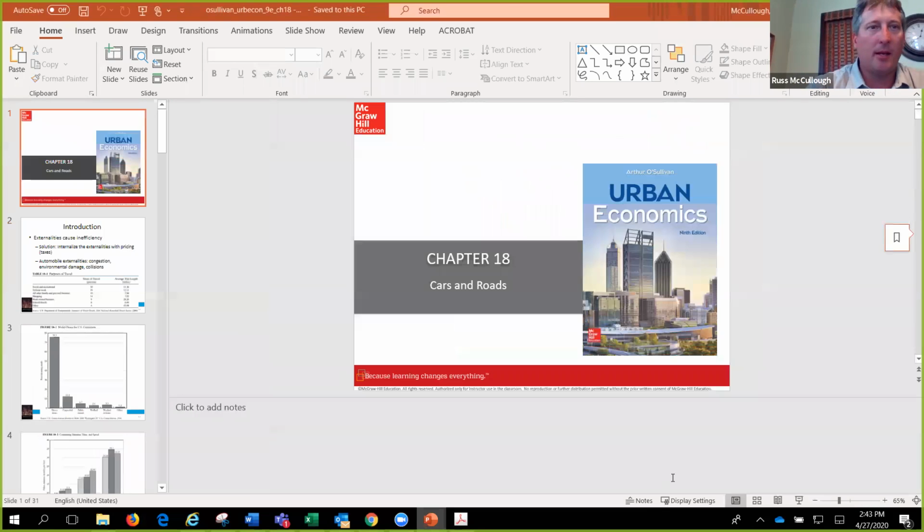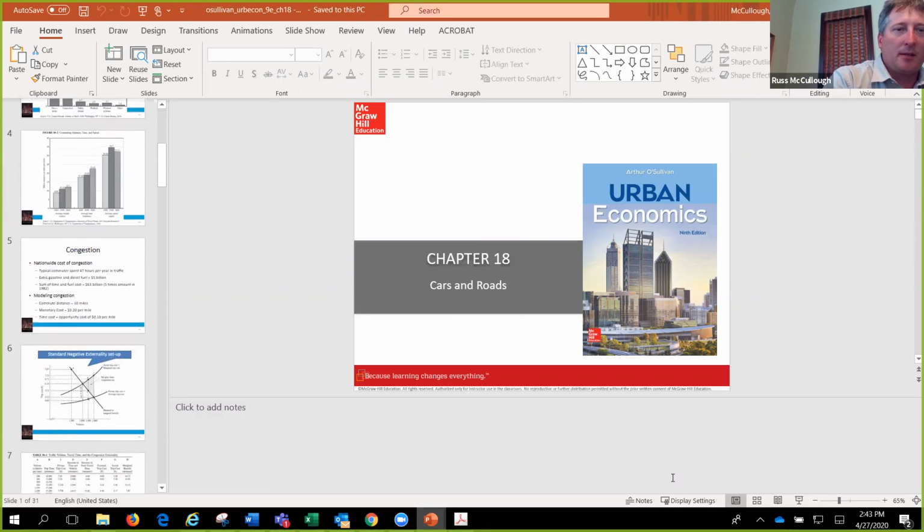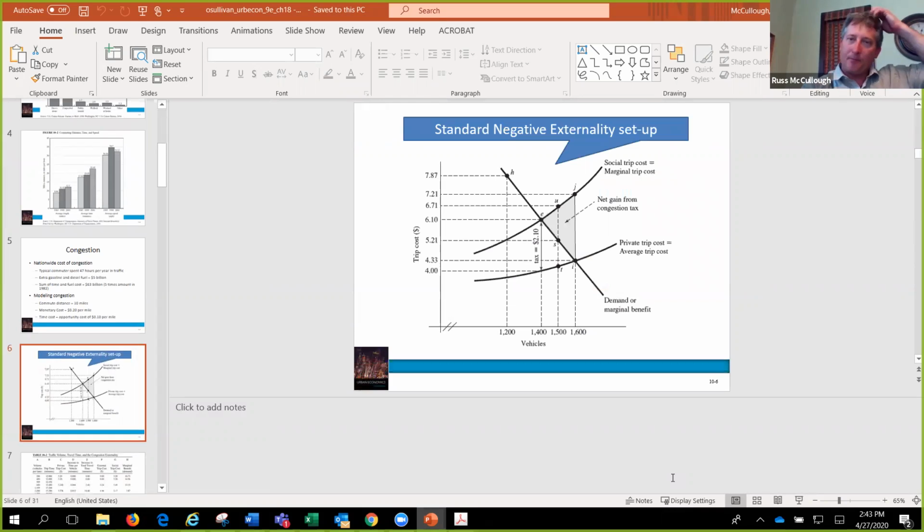All right, cars and roads. So we've got traffic and congestion. And here the focus was more on externalities. We've got the social cost being higher than the private cost. And so in a free market, there's going to be essentially too many people on the roads if the roads are free, because they're not taking into account that they're causing congestion for other drivers.